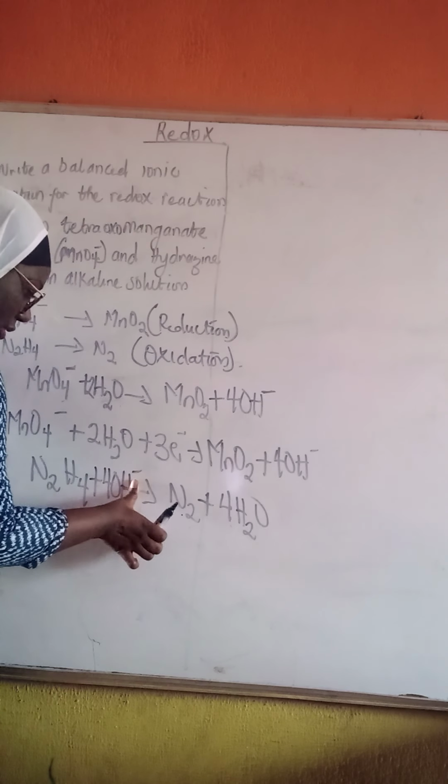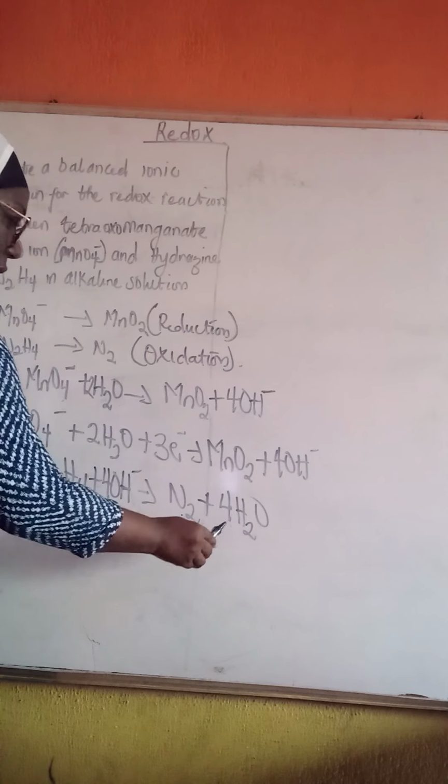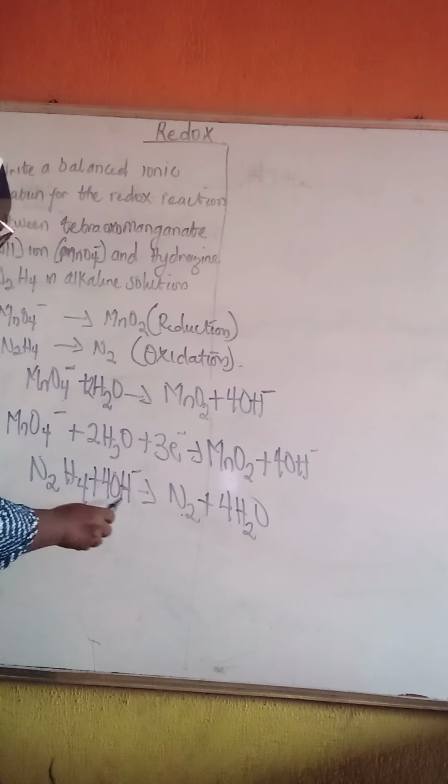Good. It's balanced. We can leave it like that. How many molecules of hydrogen? 4, 4, 8. 4 times 2, 8. How many molecules of oxygen? 4. And this one too is 4. Good. So that is balanced.